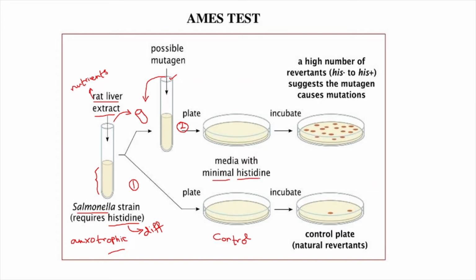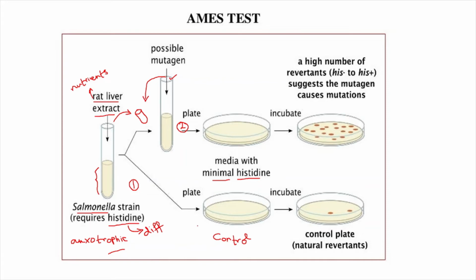The motive of using a medium containing minimal histidine is that those Salmonella strains which require histidine for growth will not be able to grow in it, because histidine is almost not present. For these kinds of Salmonella strains, histidine is very much essential for growth; without histidine, they will not be able to grow. So we will see which strains of bacteria will be able to grow in this medium and which will not.